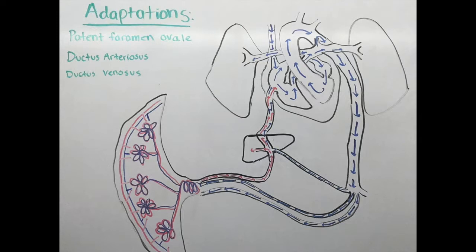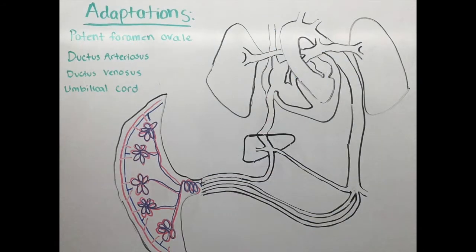Both the patent foramen ovale and the ductus arteriosus allow blood to bypass the lungs. We also have the ductus venosus, the connection between the umbilical vein and the inferior vena cava, which allows blood to bypass the liver. And of course, there is the umbilical cord and the placenta. Now, what happens when the baby is born?